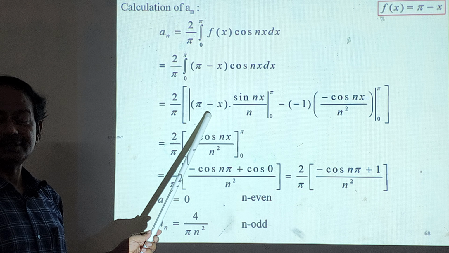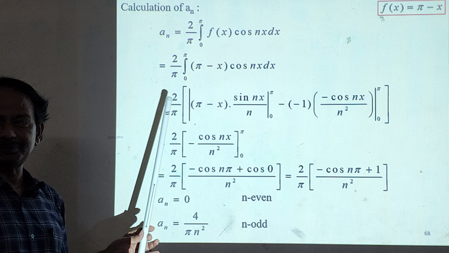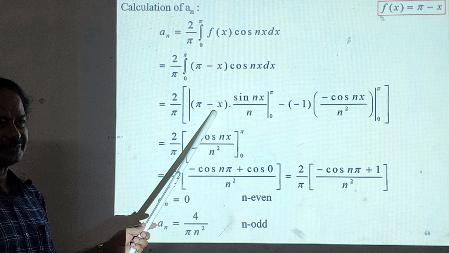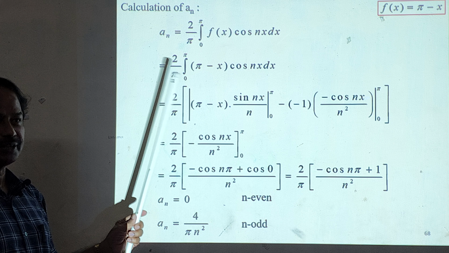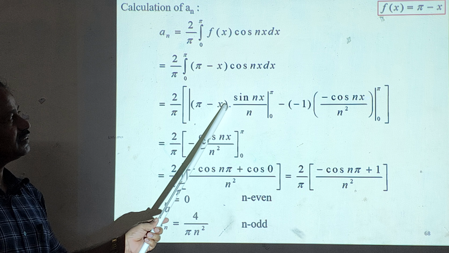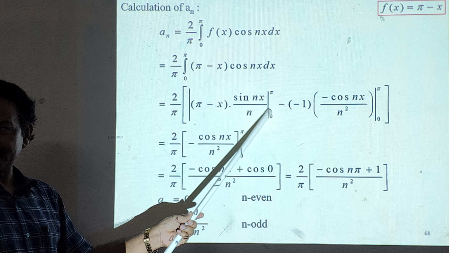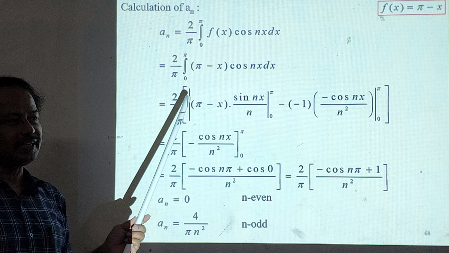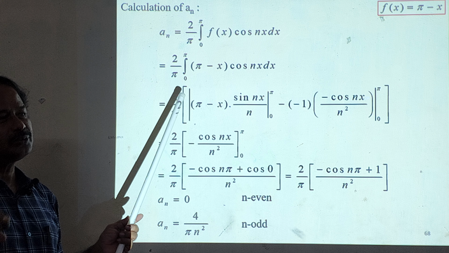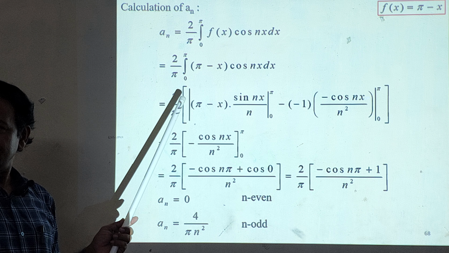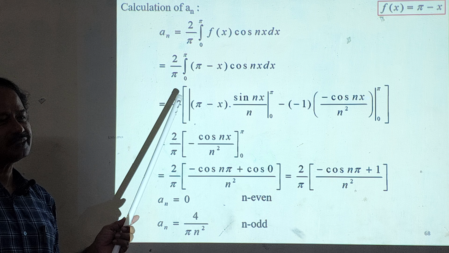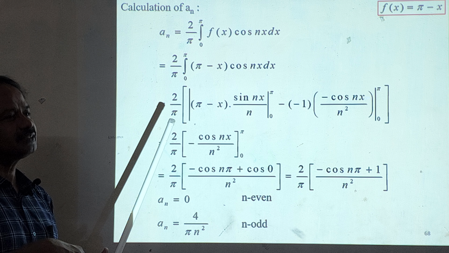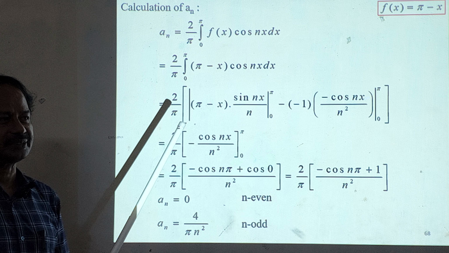This can be written in terms of Bernoulli's formula, which we have used. That is for assignment, so I have written the answer straight away. Okay, Bernoulli's formula you can use. So pi minus x sin nx by n, 0 to pi. This is your integral of uv dx equal to u dash v1 minus u double dash v2. That's Bernoulli's formula, where u is the differentiation and v is the integration.